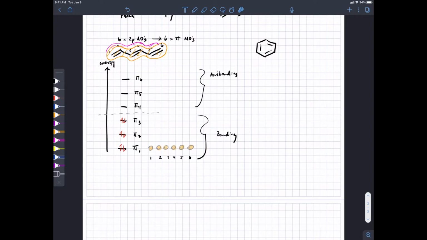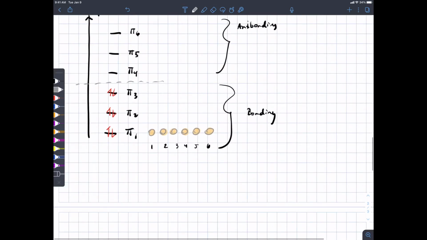I'm not going to ask you to generate these pi orbitals from scratch or from your mind. Instead, I might show them to you and ask you to rank them in energy. And the way to do that is simply to count the number of times the wave function sign changes. So MO calculations reveal that the second pi orbital has a place right in the middle, in between atoms 3 and 4, where the wave function sign changes.